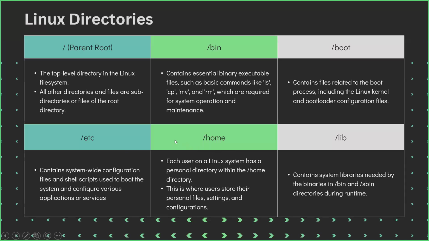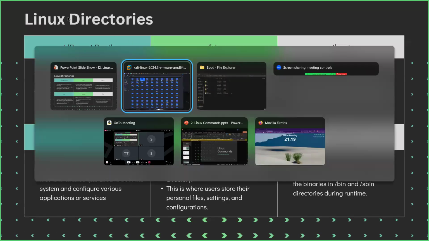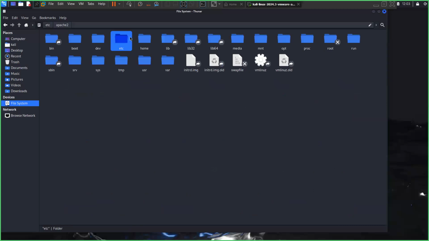Moving on, after etc, you have the next folder, home. Now this is the personal space of every secondary user in Linux. Right now we are currently logged in as a user called KALI. That is not the main user. That is just a secondary account. And the main account is the root account itself. So again, if I go back here, if I go to my file system, there's home.